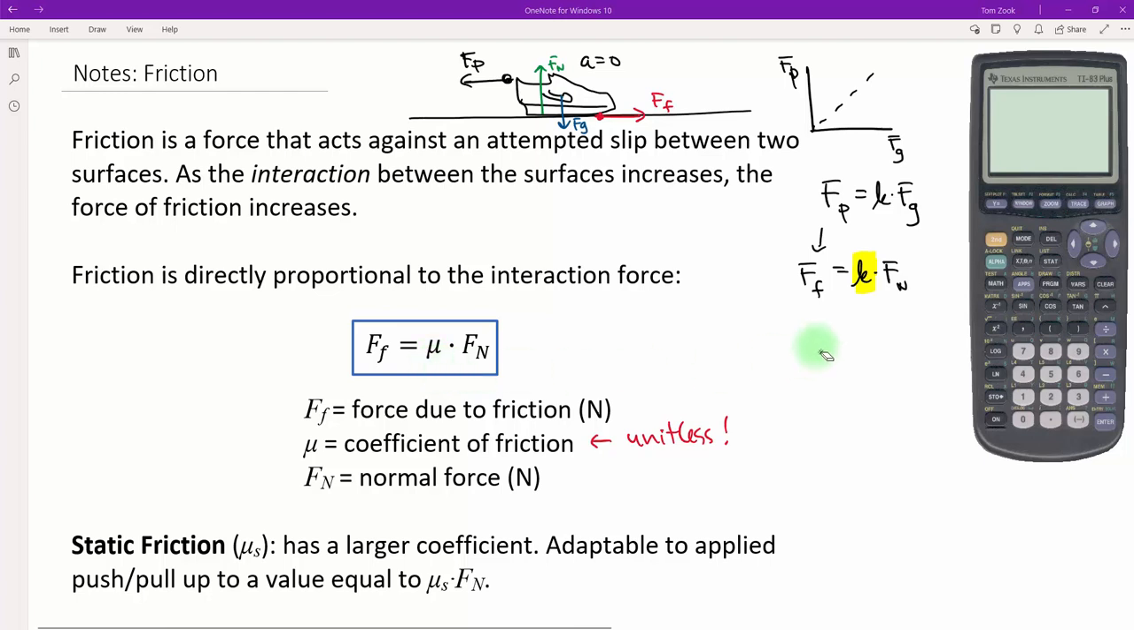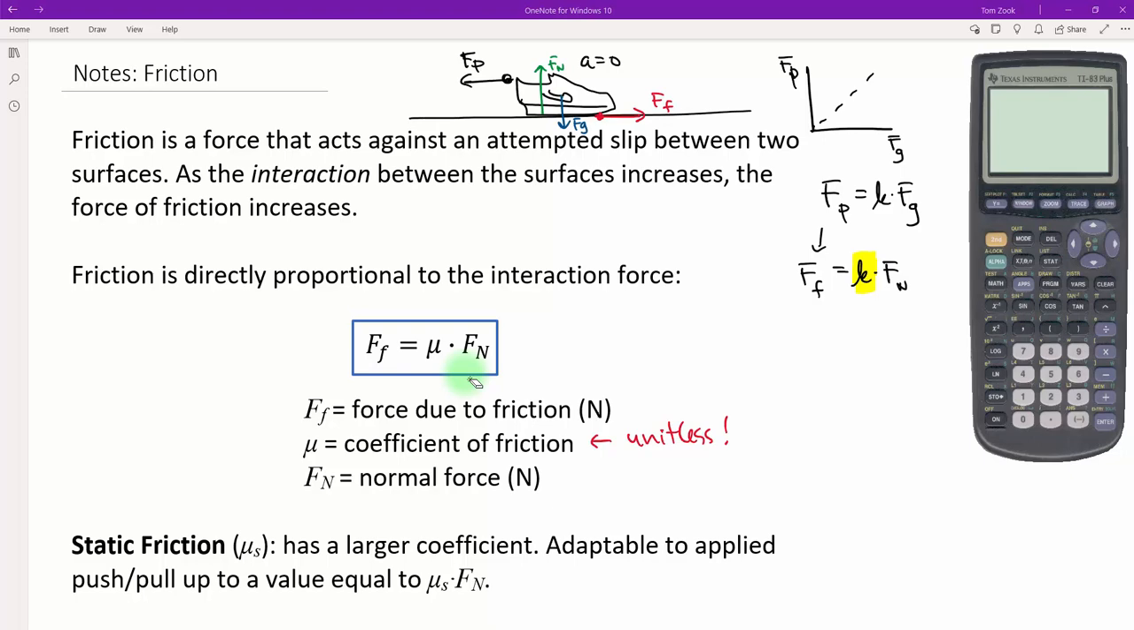So if something on a flat surface weighed 1,000 newtons, in order to slide it, you'd be facing 1,000 newtons of friction. So that's one way to think of it. The larger the number for mu, the more friction you're going to experience. Now, there are two flavors of friction, as I often like to say.